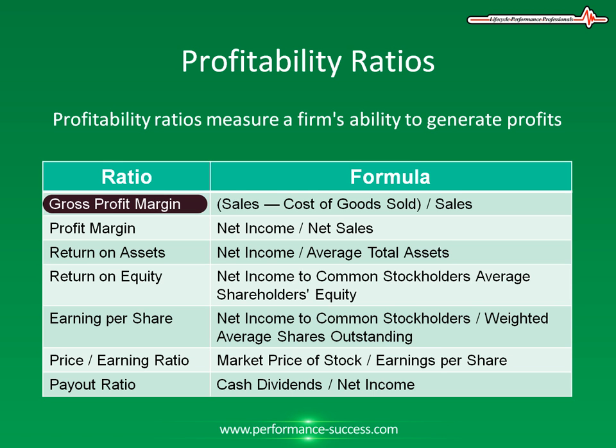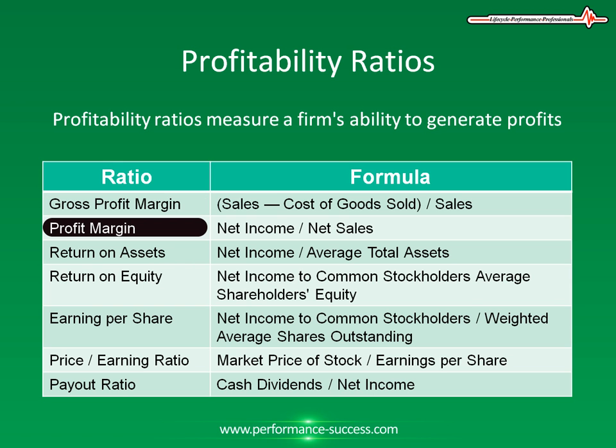As discussed earlier, gross profit margin is a measure of how efficiently a company converts its cost of goods sold into sales. Profit margin on sales is the second profitability ratio. This is net income divided by net sales. The profit margin on sales measures your company's efficiency in converting sales into net income.